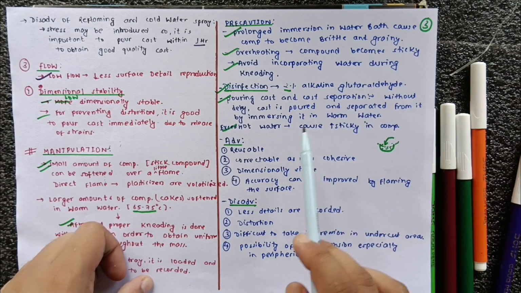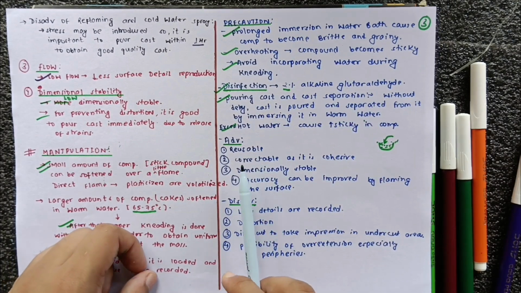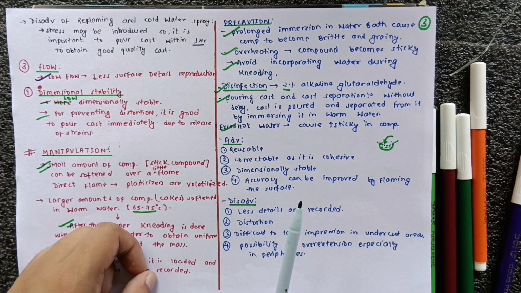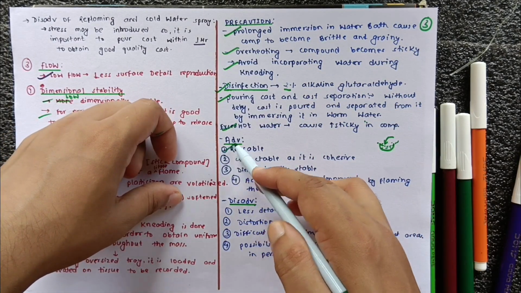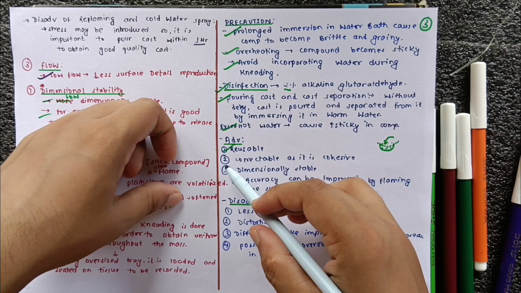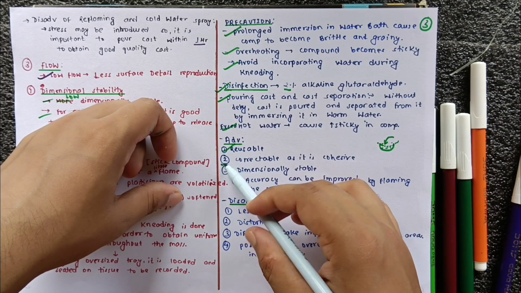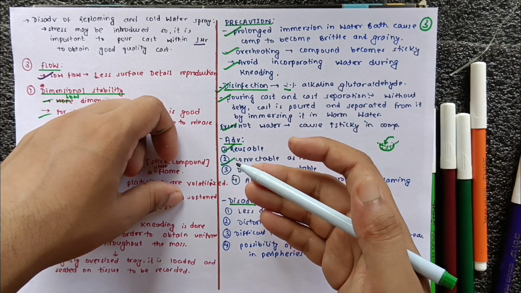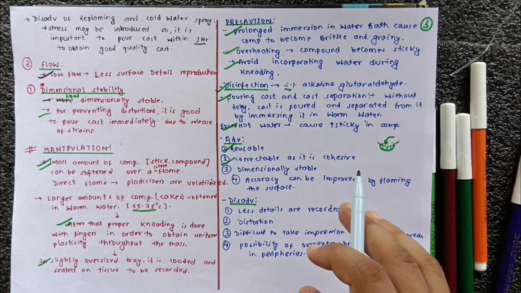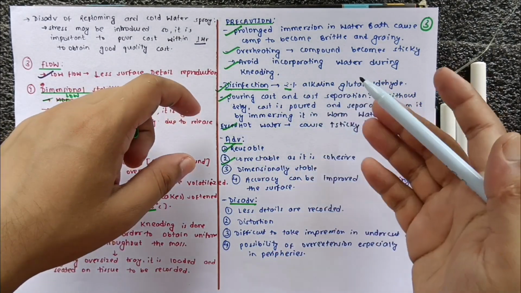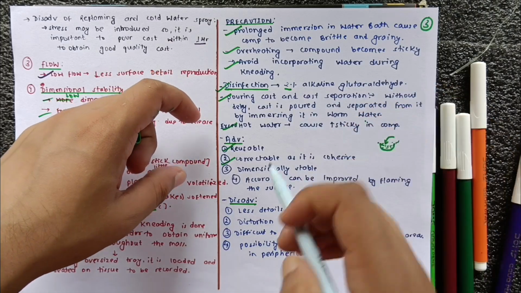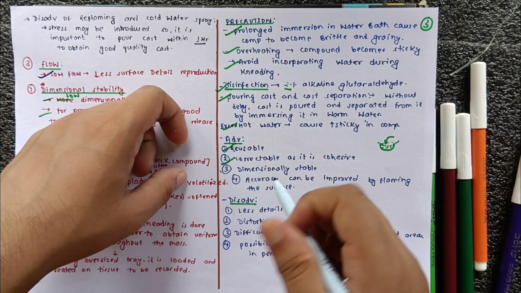So as I have written here, we now have the advantages and disadvantages of the impression compound. In the advantage section, it is reusable and it is correctable. As I have previously told, if the impression that you have taken is not good, or has some mistakes on any part, then you can correct it and take the impression again.